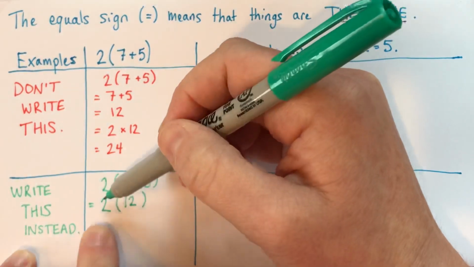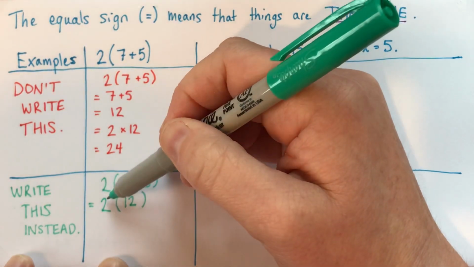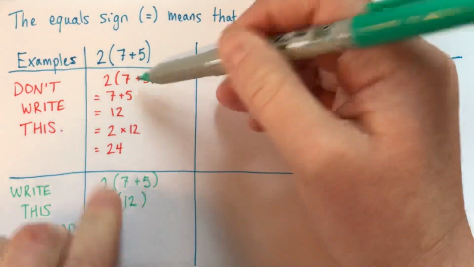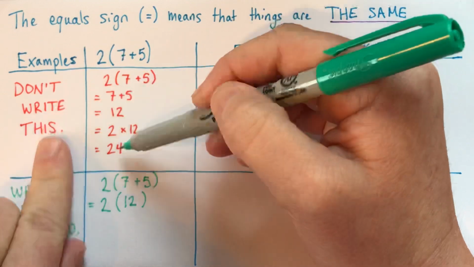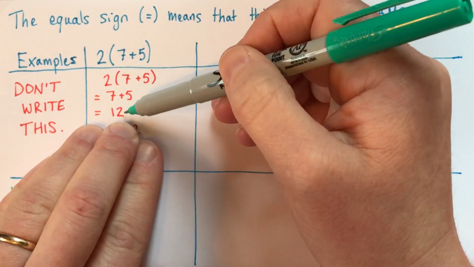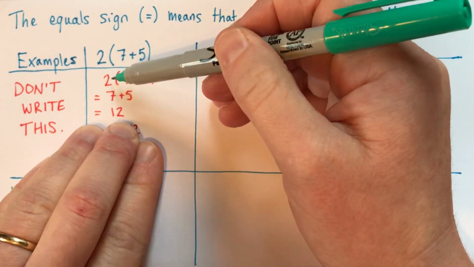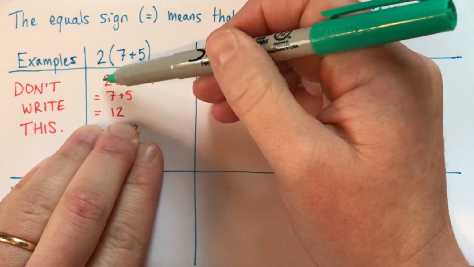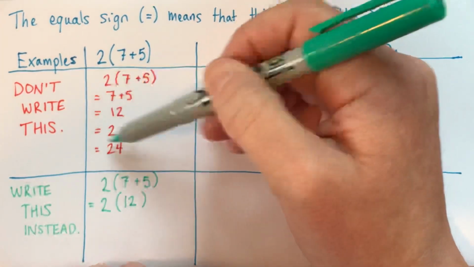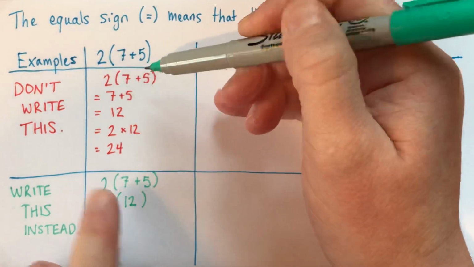So I haven't done anything with the 2 yet, but I need to copy it down. The other problem with this kind of equal sign, this kind of writing of steps, often people will get down to here and forget that they had to go back and multiply by 2. Not always, but it's much more likely that you'll forget the 2. It's not the only problem, but it's one of the problems with this.